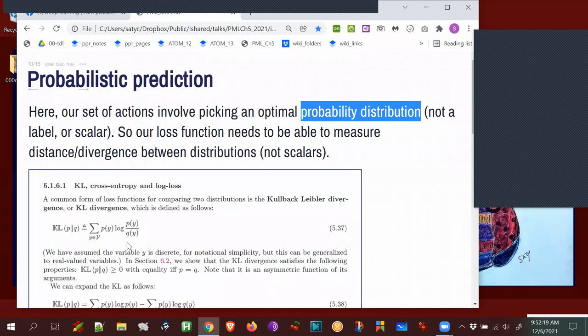There's a very cool loss function called KL, Kullback-Leibler divergence, that measures exactly that. Given two probability distributions, P of Y and Q of Y, it tells you how different they are, using this formula right there.